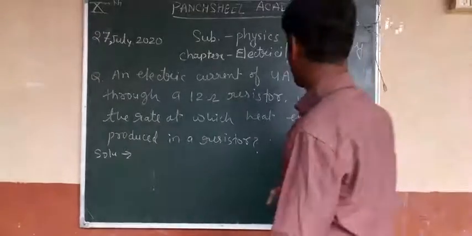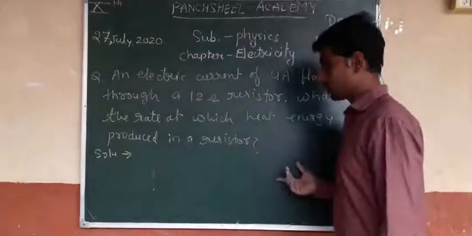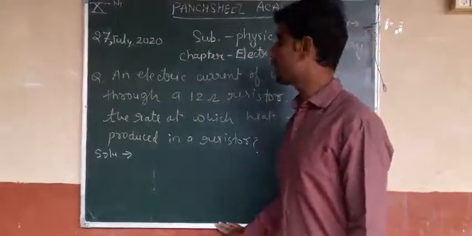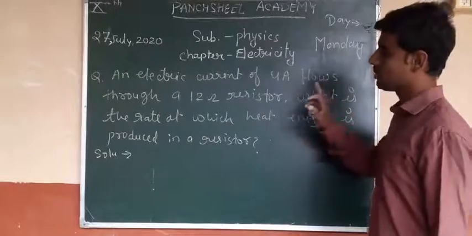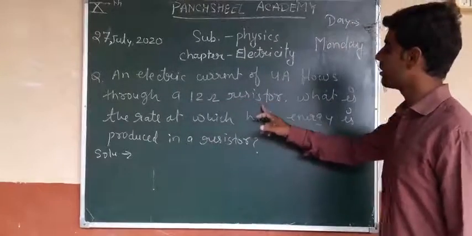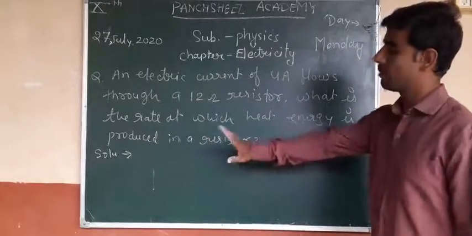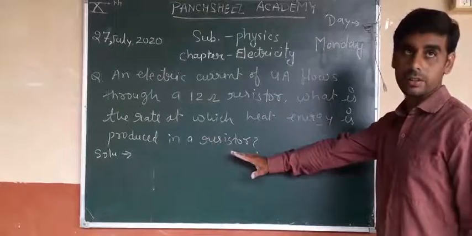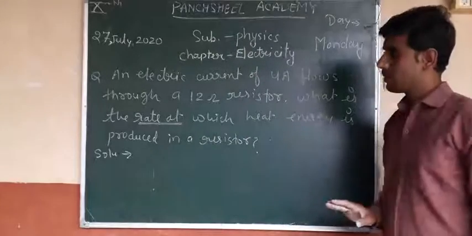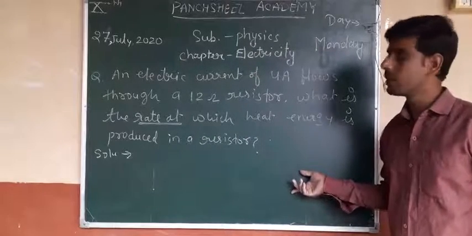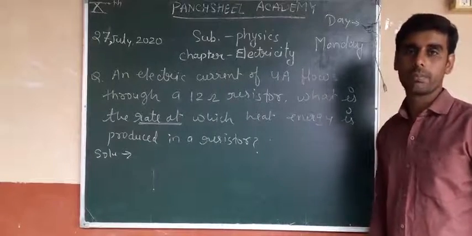If we take a numerical on the electric power, so how to calculate the electric power? Okay. Electric current of 4 ampere flows through a 12 ohm resistor. What is the rate at which heat energy is produced in a resistor? Rate. What is the rate? So from this word you understood that you have to calculate the electric power.